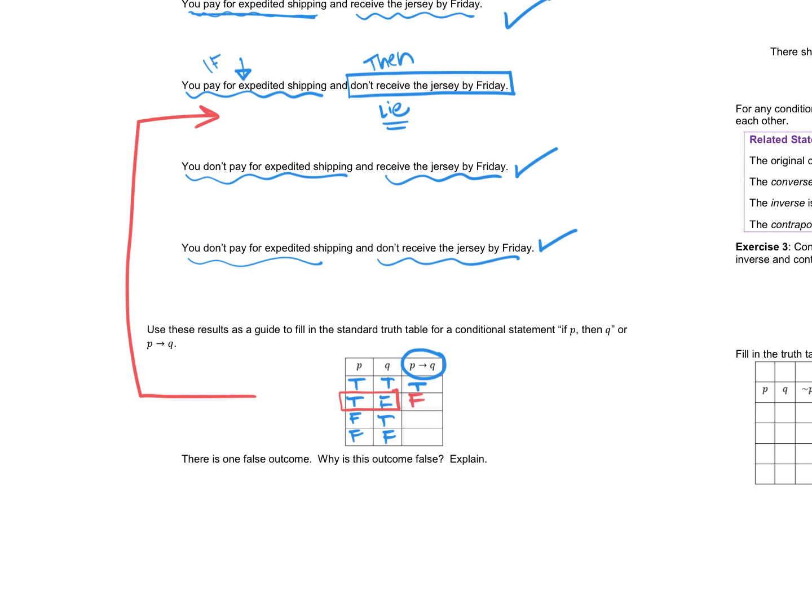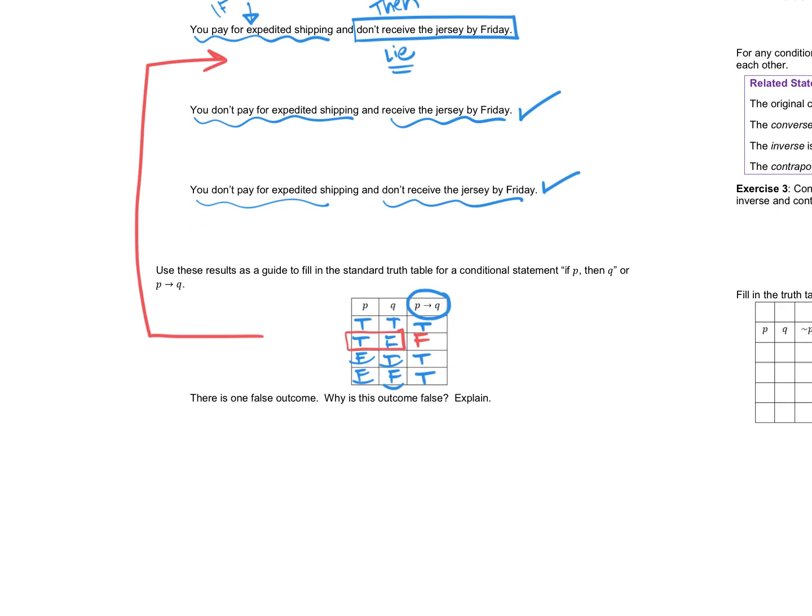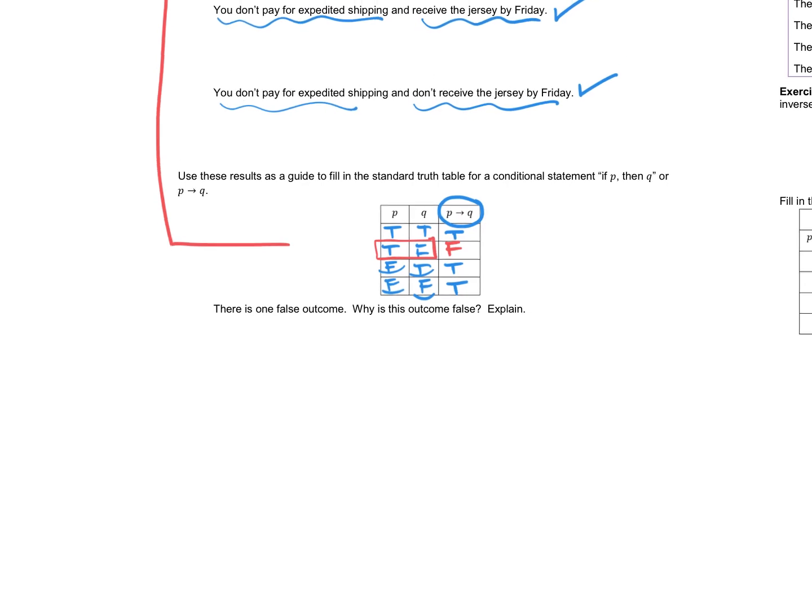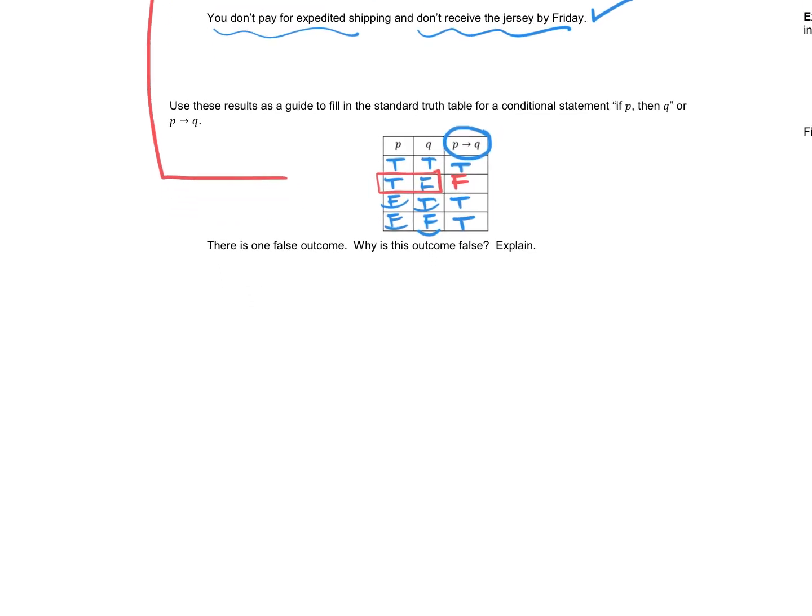Now, the rest of the time, even though it's starting with a false premise, it doesn't matter. It doesn't affect what happens here. So we're going to say true. There was no lie going on there. Basically, false could imply anything. So there's nothing wrong with those statements. So they were all true.